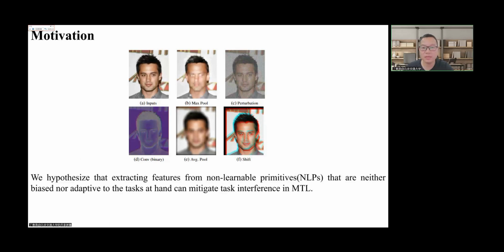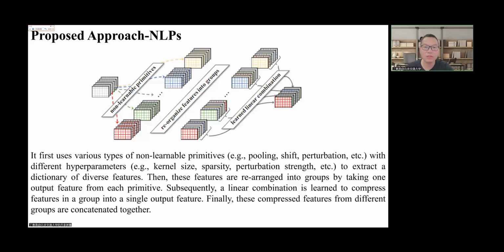We hypothesize that extracting features from non-learnable primitives that are neither biased nor adaptive to the tasks at hand can mitigate task interference in multitask learning. As shown in this figure, this is our proposed NLP model. It first uses various types of non-learnable primitives, for example, pooling, shift, perturbation, and so on, with different hyperparameters, for example, cone size, sparsity, perturbation strength, and so on, to extract a dictionary of diverse features.